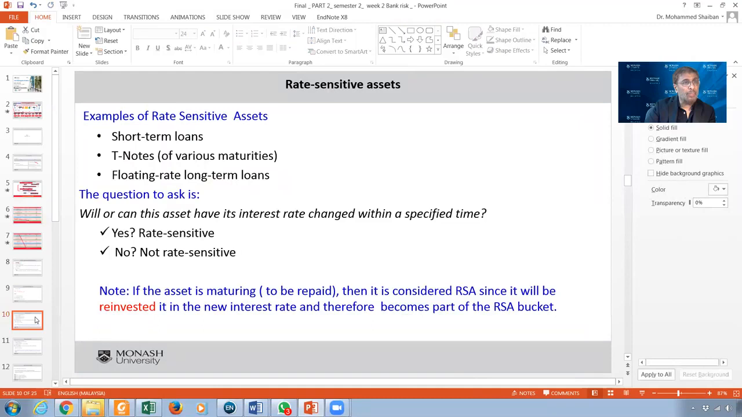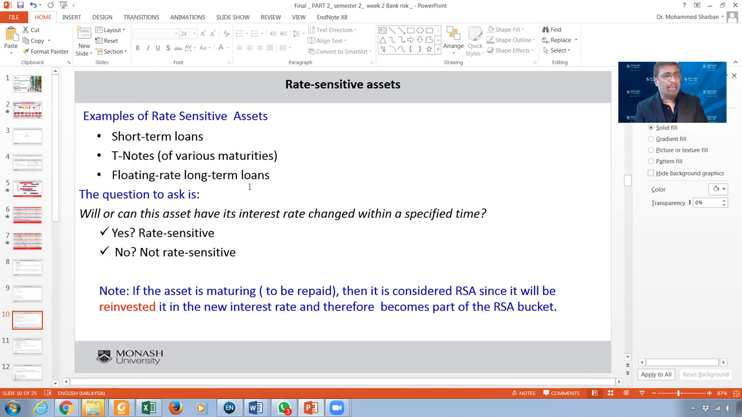Now let's see some examples of rate-sensitive assets. When we have short-term loans, T-notes, anything that has a floating rate, which means it changes over the year, all of those products, short-term loans, T-notes, floating rate loans, all of those are rate sensitive. Which means when the interest rate goes up or down, they will change.